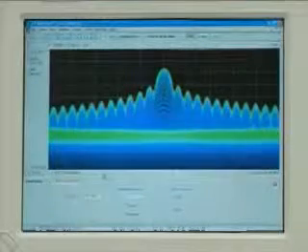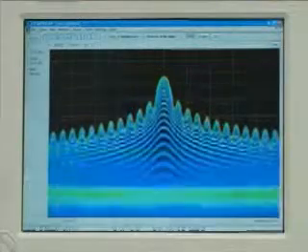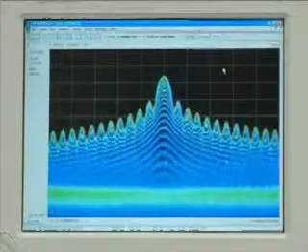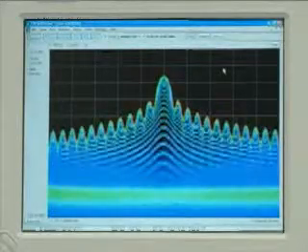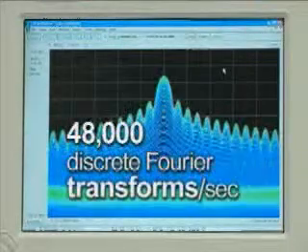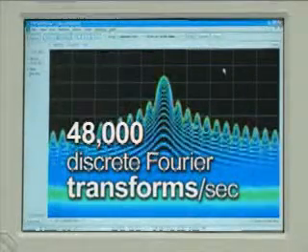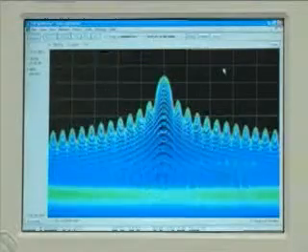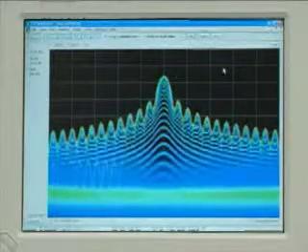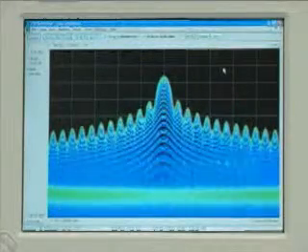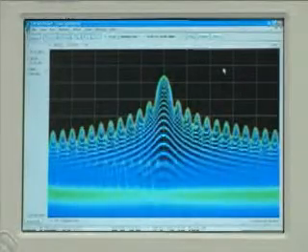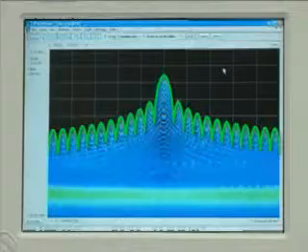And now, by simply changing the attenuation setting on the RSA6100A, we get a much more pronounced look at the embedded spurious signal. DPX technology requires dedicated digital signal processing hardware performing over 48,000 discrete Fourier transforms per second. The human eye can only process 33 frame updates per second, so the RSA6100A uses color to distinguish frequently occurring events from brief transients. In this example, the more frequent events are indicated by the more intense green color outlining the pulsed spectrum shape.